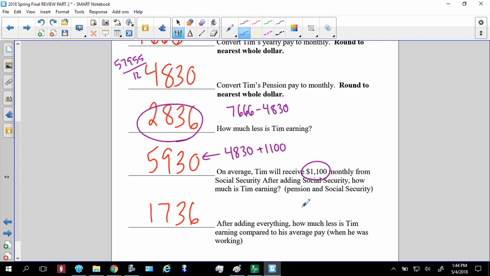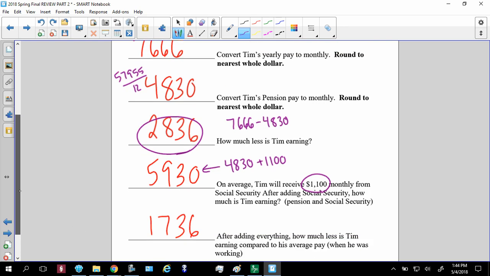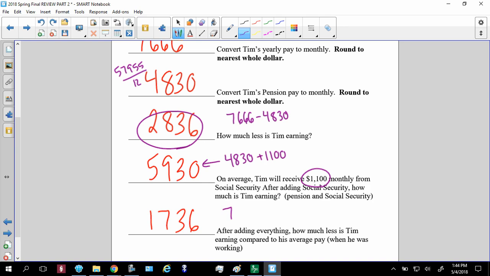His average pay was originally $7,666. With his pension and Social Security, $5,930 is how much he'd be getting paid. So you would find the difference, and that's it. In theory, that is his retirement, and of course, that is a very, very broad stroke of the retirement process.